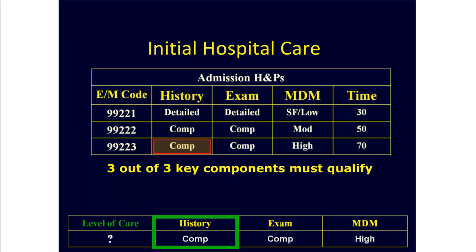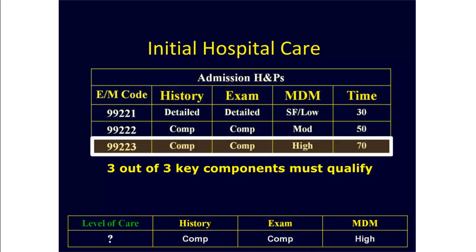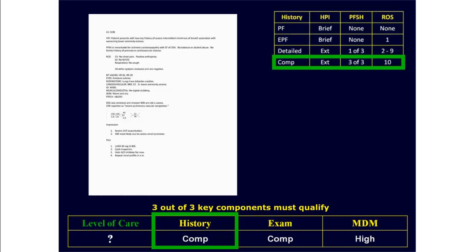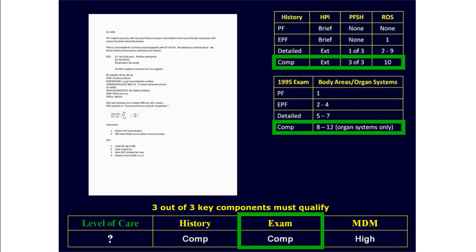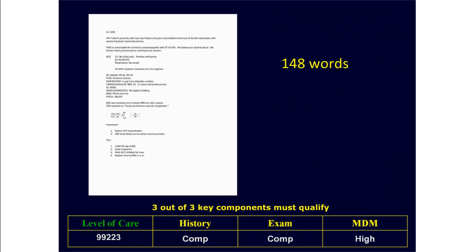Going back to our documentation grid, we have a comprehensive history, a comprehensive exam, and high complexity medical decision-making, which means that this note would qualify for the 99223 level of care, otherwise known as a level 3 admission H&P. When you put it all together, 3 out of 3 key components are needed, and here we have a qualifying history, a qualifying exam, and qualifying medical decision-making. So here the 99223 level of care took us 148 words to complete and is worth $194, which works out to $1.31 per word, which is very efficient documentation.